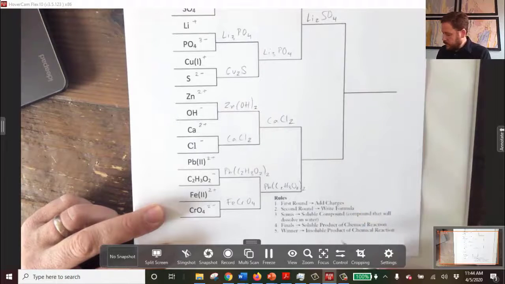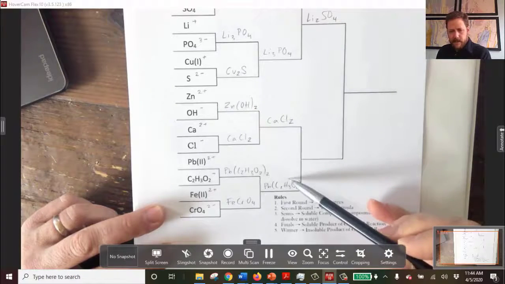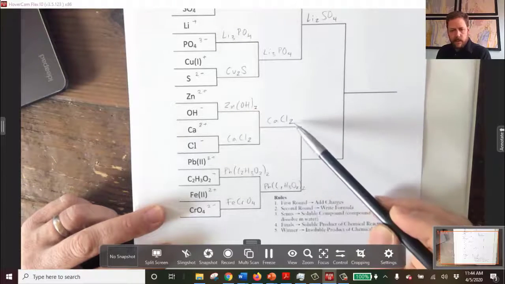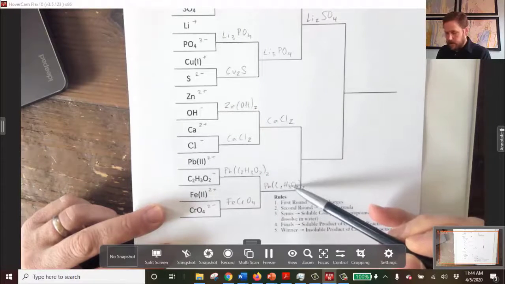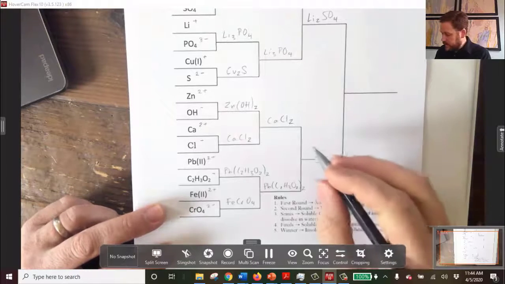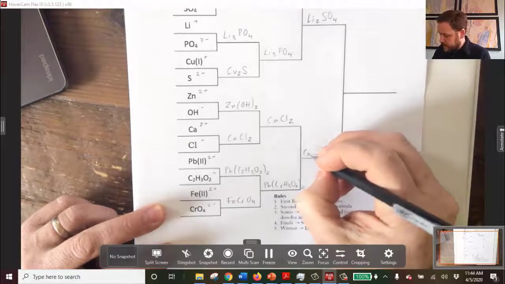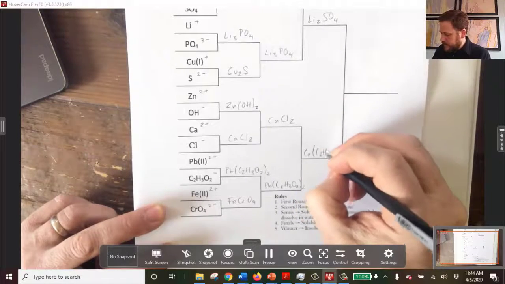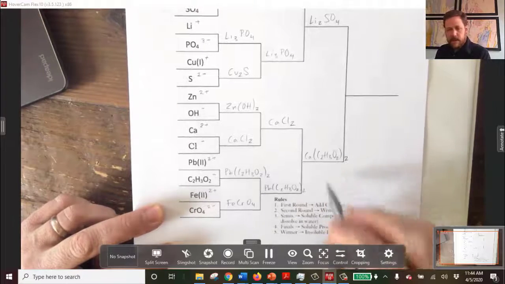We're looking for the soluble product of a chemical reaction. This reaction would produce calcium acetate and lead 2 chloride. Well, calcium acetate is soluble because all acetates are soluble. Lead 2 chloride, remember, is one of those exceptions to rule number 2. So it's calcium acetate which is going to advance here. Let's see. Calcium is a +2 cation. Acetate is a -1 anion, so I'm going to need that subscript again like I did previously.